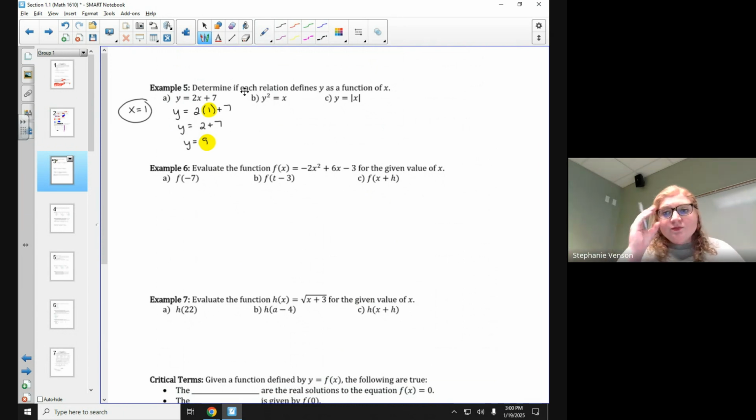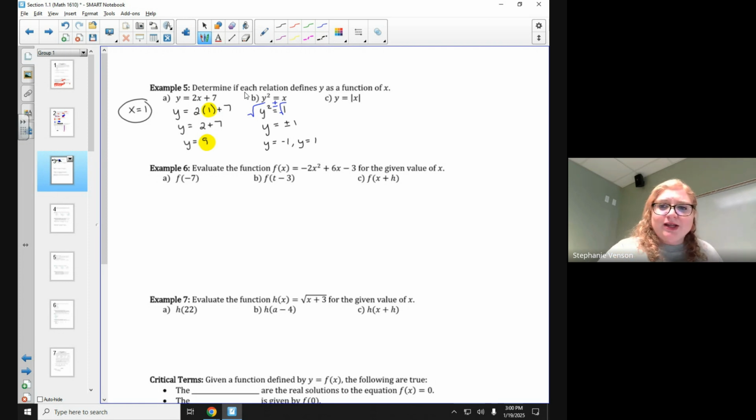A single input gives me a single output. Okay, let's try another one. y squared equals x. Let's plug it in again. y squared equals 1. To solve that, I would square root both sides. But the thing is, when you square root both sides of an equation, you have to put a plus or minus in front of the numerical side. So that gives me y equals plus or minus 1. So that's 2 y values. That's a y value of -1 and a y value of +1.